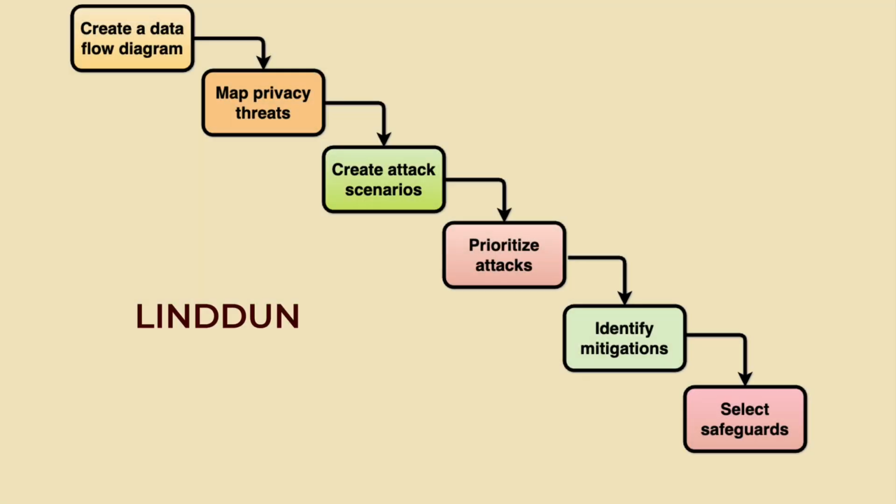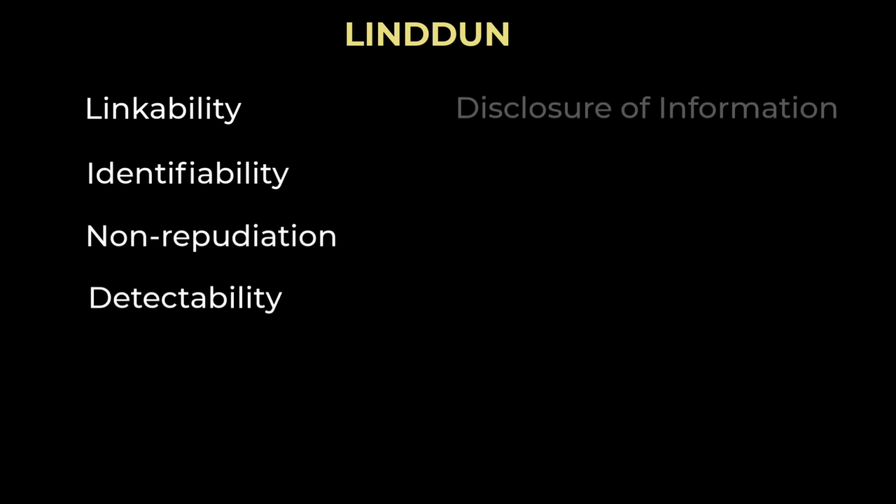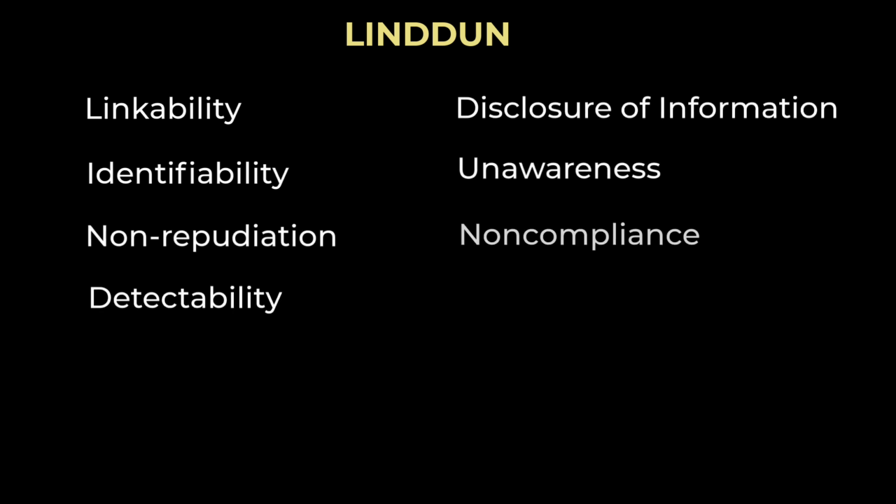The LINDDUN threat model is a privacy-focused framework designed to identify and mitigate privacy risks in a system. It provides a structured approach to analyzing how personal data is processed, stored, and transmitted, ensuring compliance with privacy principles and regulations. LINDDUN stands for linkability, identifiability, non-repudiation, detectability, disclosure of information, unawareness, and non-compliance. Each of these categories represents a specific type of privacy threat that can arise in a system.